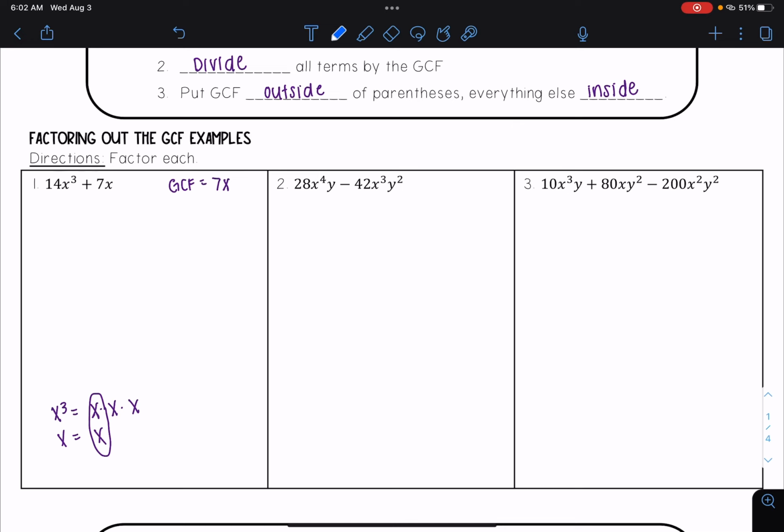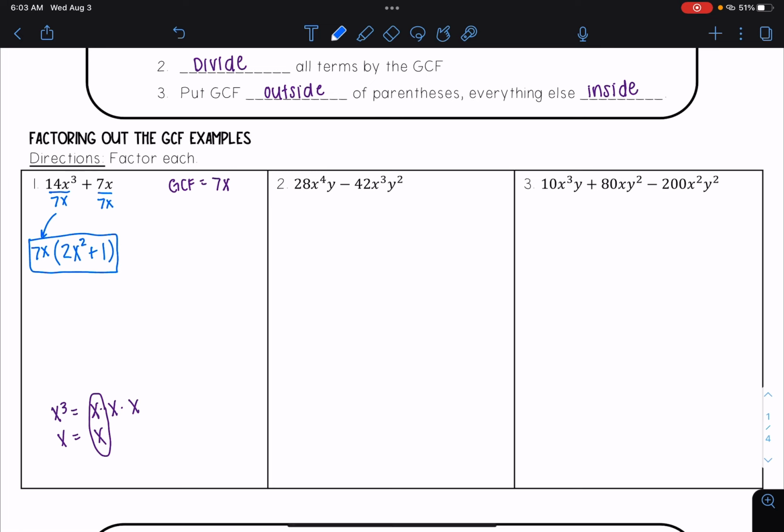So now I can go ahead and divide out the GCF. I'm going to divide that first term by 7x and the second term by 7x. And so now I'm going to put the GCF out in front, so I have 7x, and then everything else that I have left inside. Well, 14 divided by 7, I get 2. X cubed divided by x, I get x squared. Plus 7x divided by 7x is just 1. Anytime I divide something by itself, that ends up equaling 1. And so this ends up being my answer.